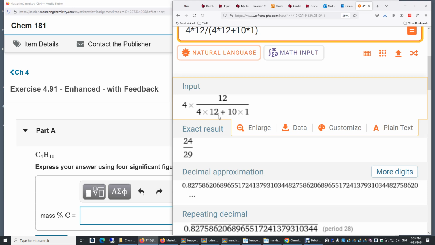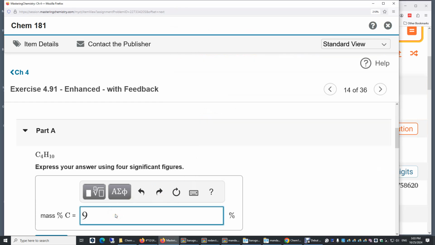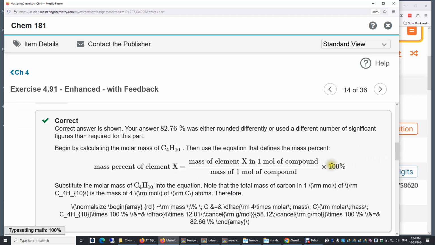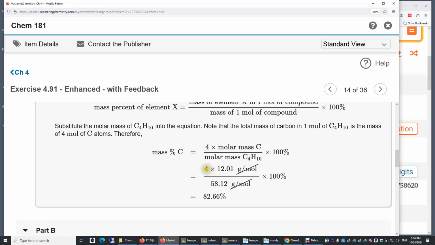Of course, carbon is 12.011 AMU in the periodic table, and hydrogen is 1.008. But I think this is good enough, so I'm gonna enter 82.76. There's gonna be some rounding errors, but it's pretty small. Alright, okay, you can see it's 4 times 12, and on the bottom 58, that's for carbon plus 10 hydrogen.